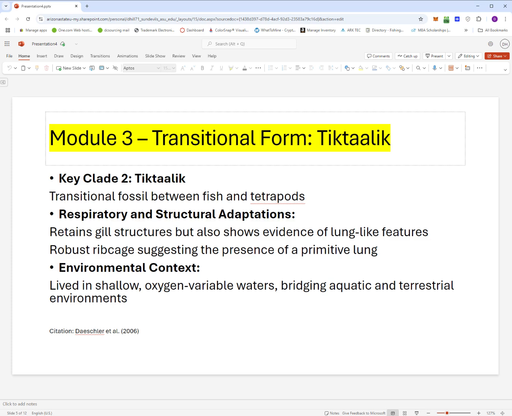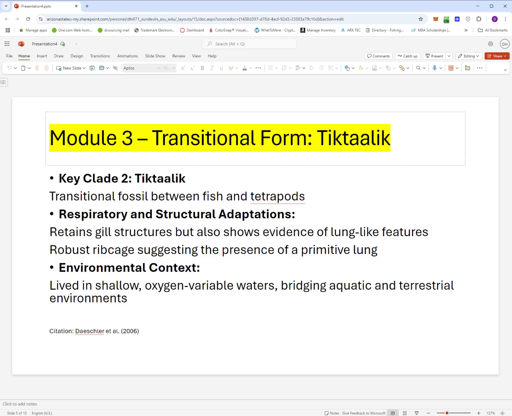These robust ribs would have provided structural support to protect the developing lung area and to resist collapse under the force of gravity. Daeschler and his studies show us the pectoral fins of Tiktaalik are particularly revealing. Detailed morphometric analysis demonstrated that these fins contain elements that are homologous to the limb bones of tetrapods. Specifically, Tiktaalik's pectoral fins include parts that resemble a humerus, the radius, and the ulna. Although these structures are not fully formed limbs, their presence indicates the evolutionary groundwork was being laid for the development of weight-bearing limbs capable of supporting locomotion on land.